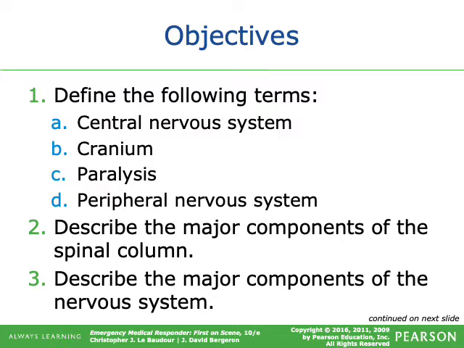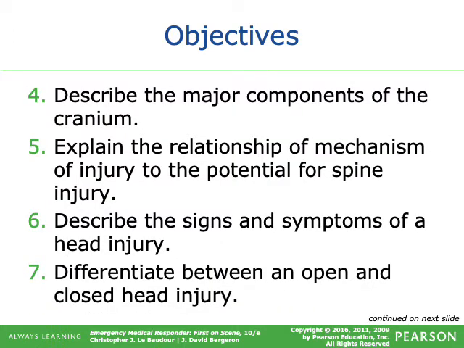Describe the major components of the spinal column. Describe the major components of the nervous system. Describe the major components of the cranium. Describe the relationship of mechanism of injury to the potential for spine injury.